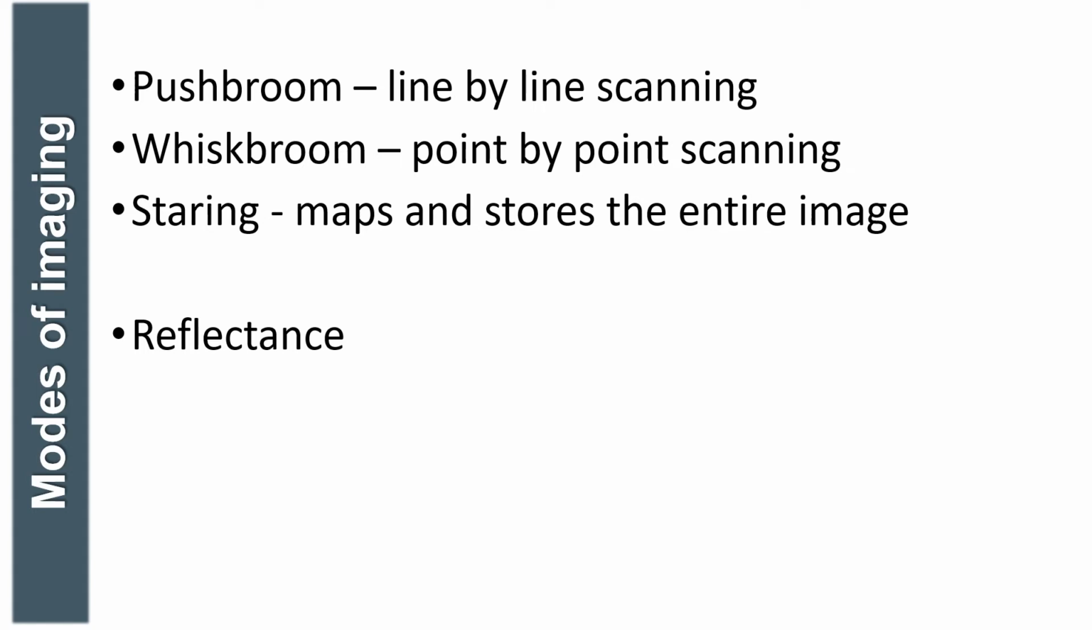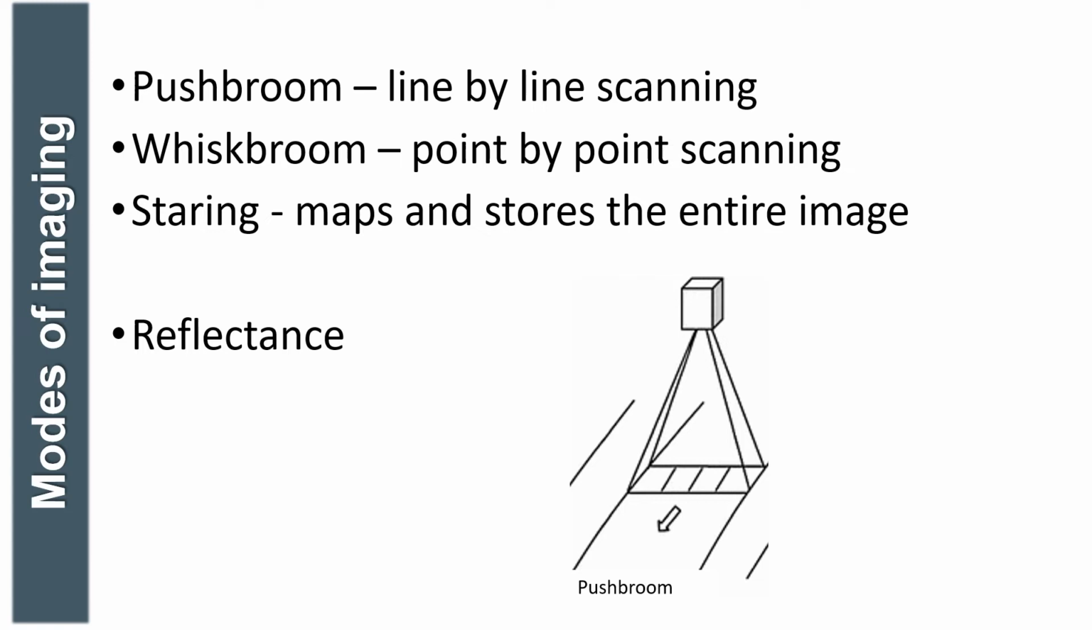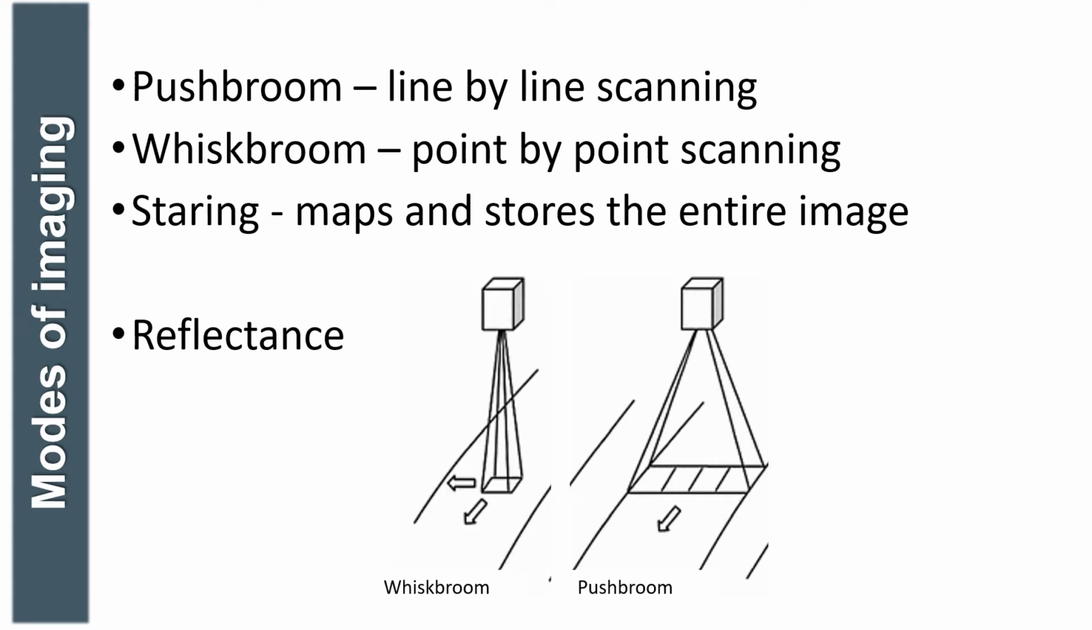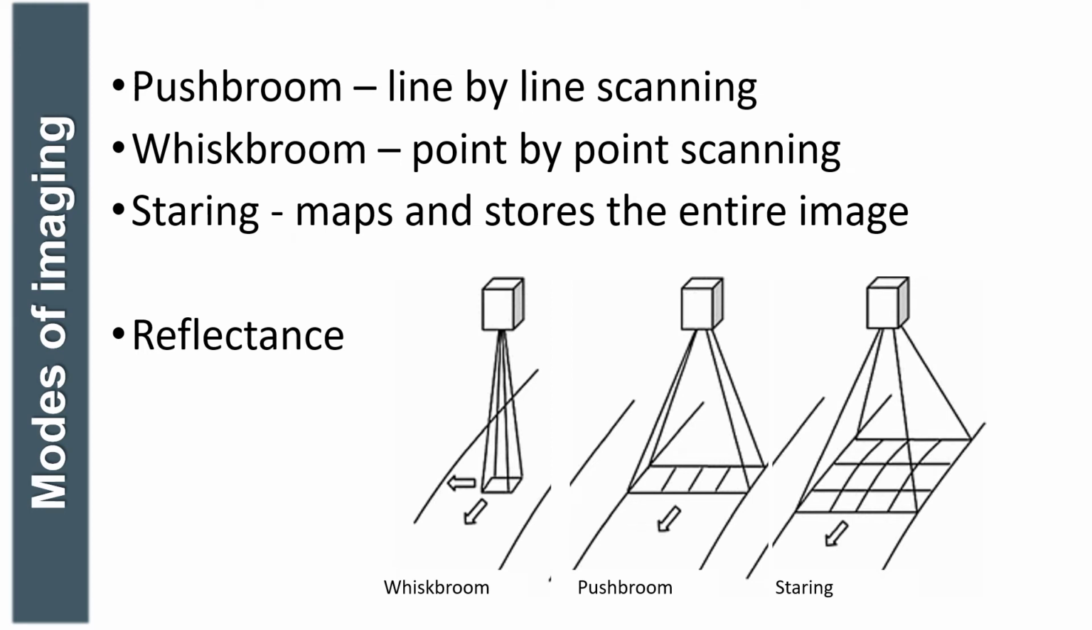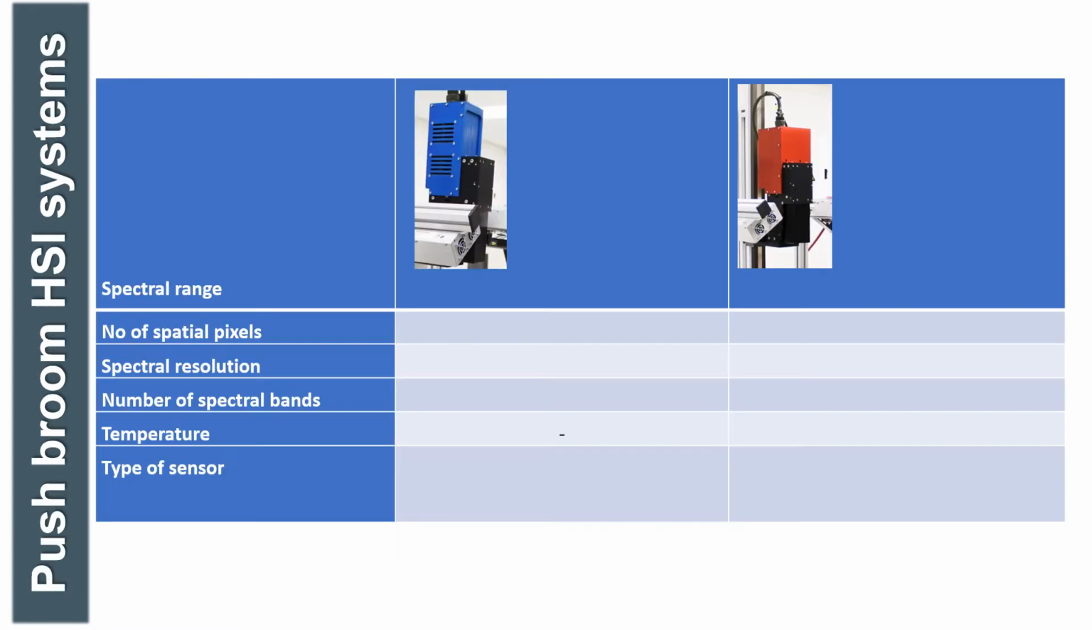There are 3 different ways of performing imaging. In the lab, we have a push broom system. This system scans line by line. A whisk broom system scans point by point and therefore records the information more slowly but generates more accurate results. The staring mode records the whole image in a snapshot and creates less informative information. The data is usually recorded in reflectance mode, and depending on the field you are working in, it can also be converted to absorbance.